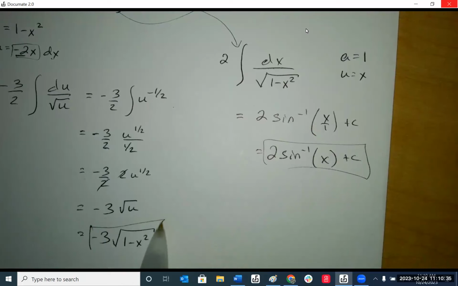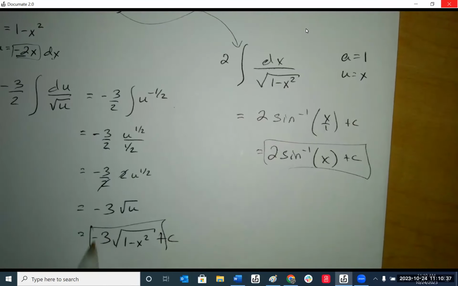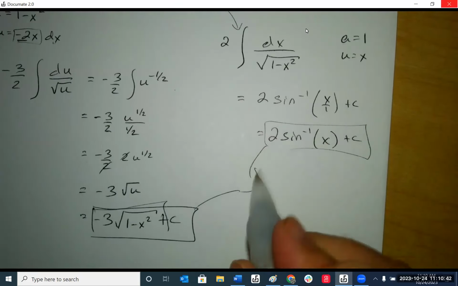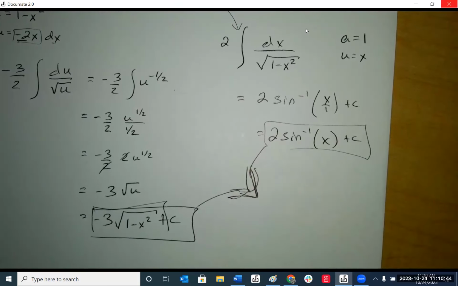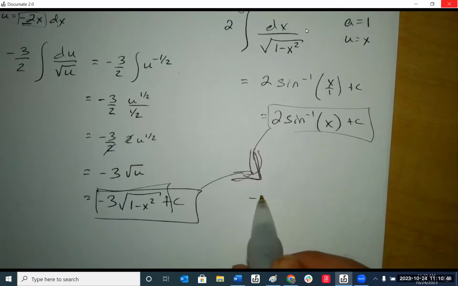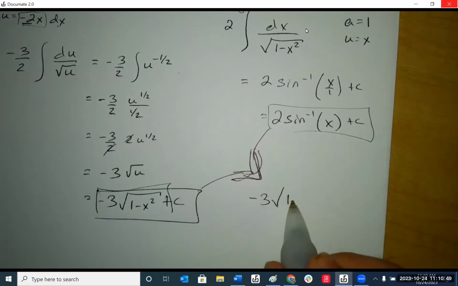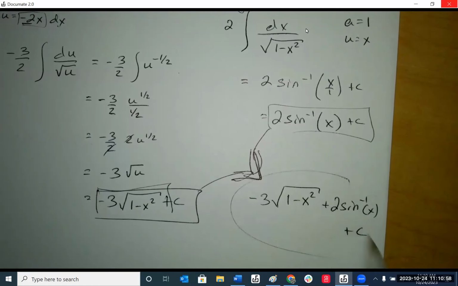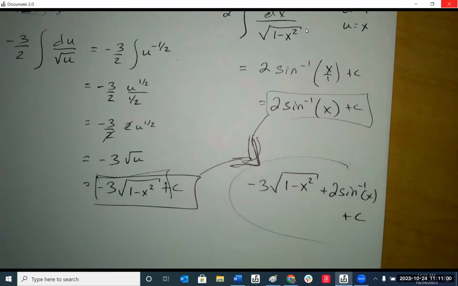So put these two together. This is plus c also. Put these two together, and you get your answer: -3 radical 1 minus x squared plus 2 inverse sine of x plus c. We're simply doing it by parts.